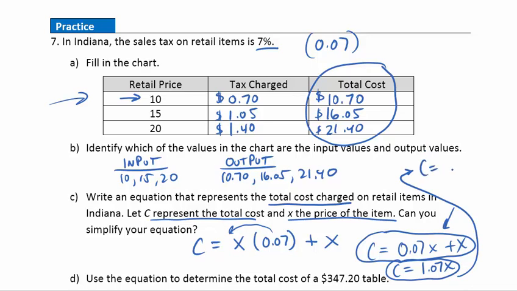So let's see. Total cost is what we're looking for. And we know they got 0.07 times now 347.20 plus 347.20 again. So I'm going to take 0.07 times 347.2. That gives me $24.30. And then I'm going to add that to the price of the item, 347.2. And that's going to give me then a total cost of $371.04.